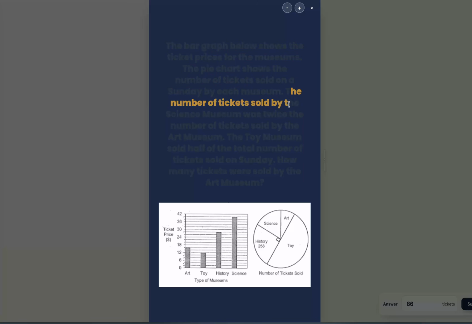The number of tickets sold by the Science Museum was twice the number of tickets sold by the Art Museum. The Toy Museum sold half of the total number of tickets sold on Sunday. How many tickets were sold by the Art Museum?